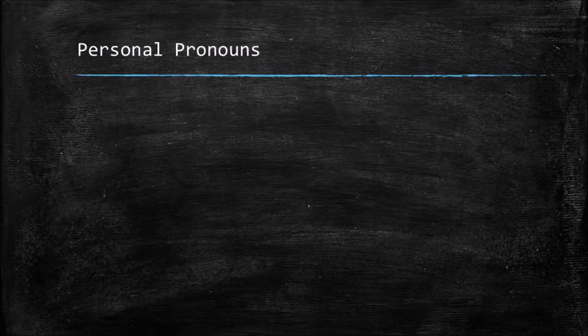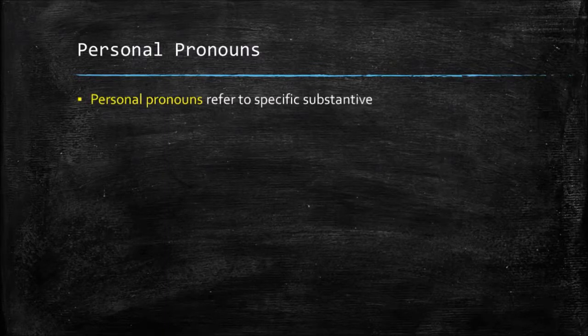Let's talk about the first of many different types of pronouns. We're going to start with the most common pronouns out there. It's what all of us think when we hear the word pronoun. We're talking about personal pronouns. Personal pronouns refer to specific substantives, specific people, places, things, ideas.